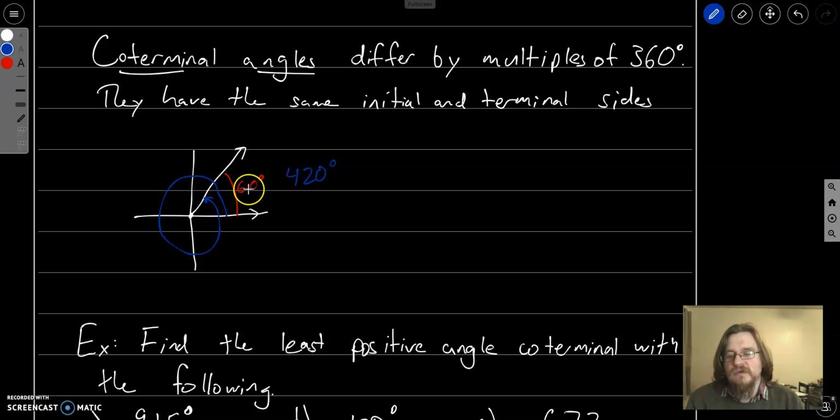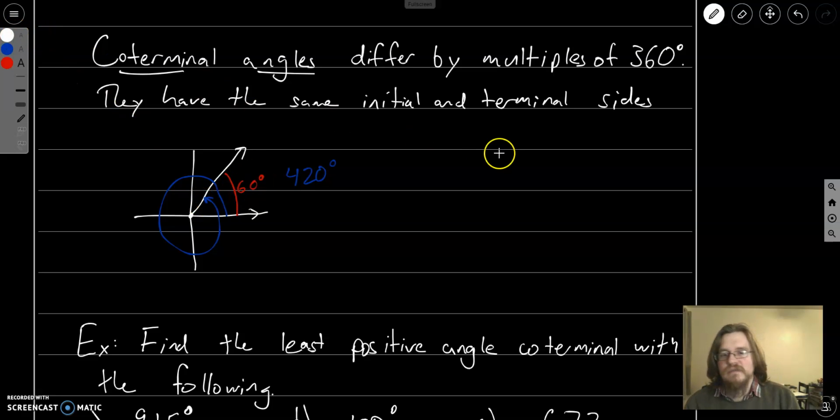So even though these are two different numbers, they both have the same initial side and the same terminal side. So the angle looks the same, but we're talking about slightly different ones. One extends just from the initial side to the terminal side. The other extends past the terminal side through the initial side again, and then finally finishes there.